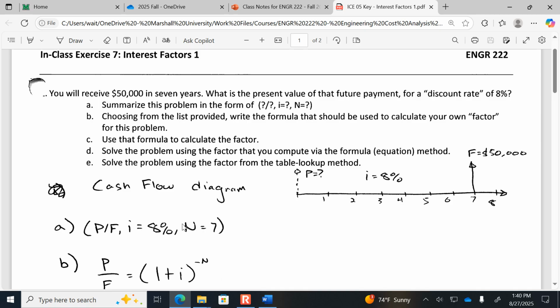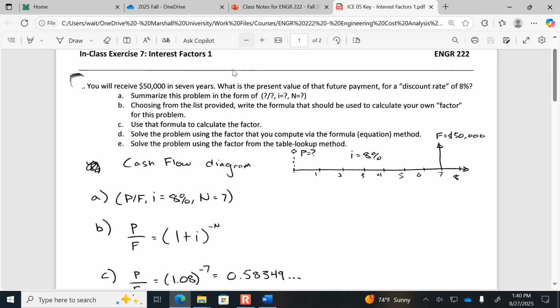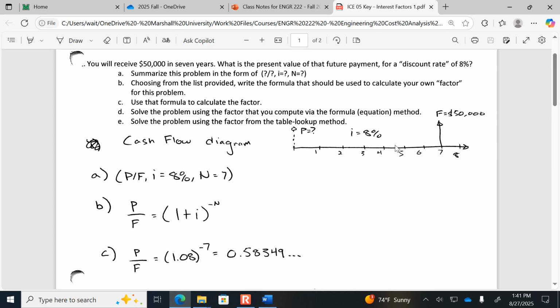If we wanted to find the value of that factor using the equation, then P divided by F is 1 plus I to the negative N power. So if you're calculating your own factor, it's going to be 0.58349. And this little dot, dot, dot, the ellipsis that I include here, just means that there are more digits in my calculator, and I kept those digits. I'm just not going to bother writing all of them on the paper. So it just means there's more precision built into my calculations than I'm displaying right now. That's what the dot, dot, dot means.